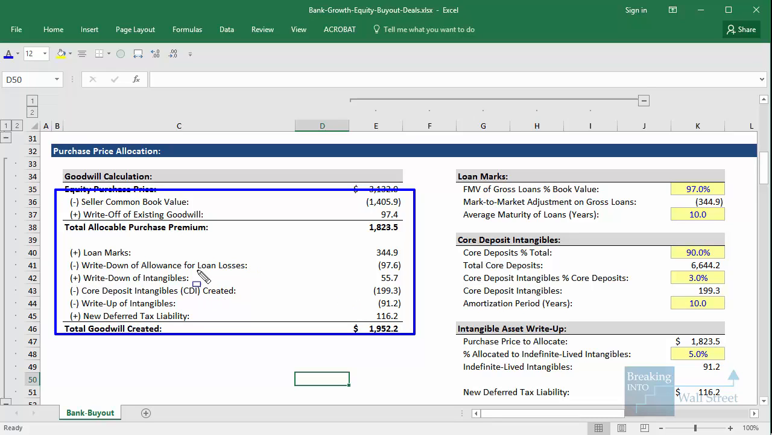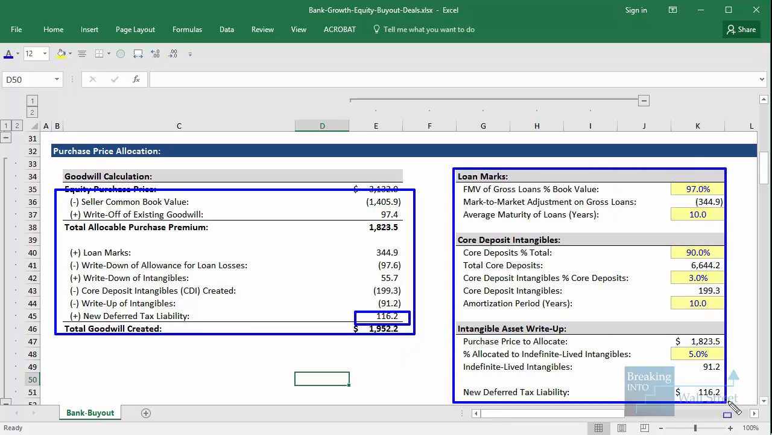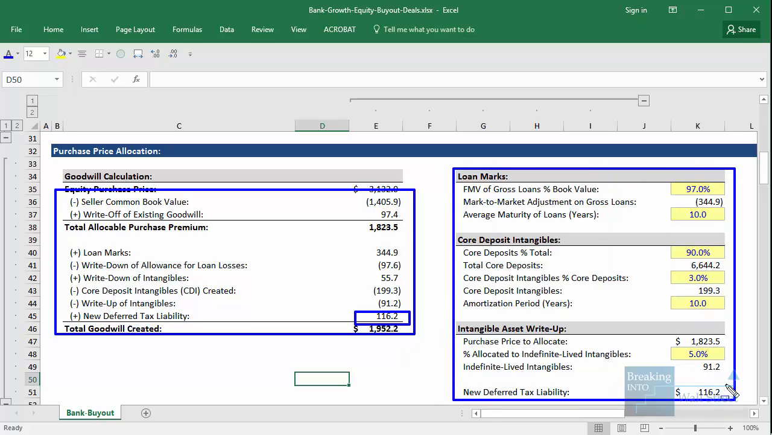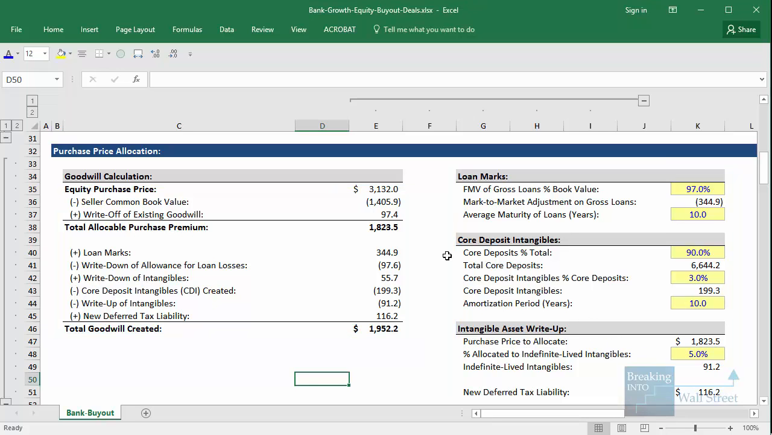You'll write down the bank's allowance for loan losses. You will write down intangibles and then create new intangibles. You'll create a new deferred tax liability for these items where the depreciation and amortization will not be deductible for tax purposes in the future. So you go through that entire process.